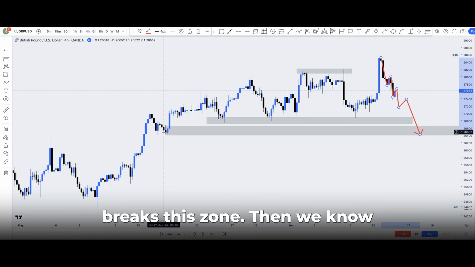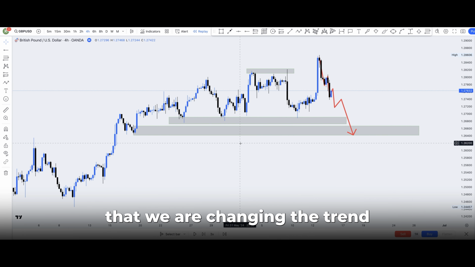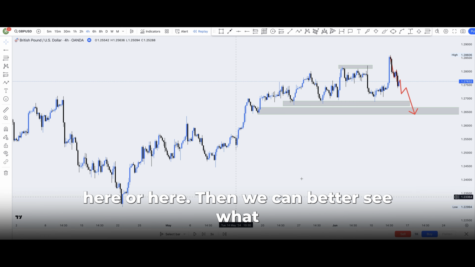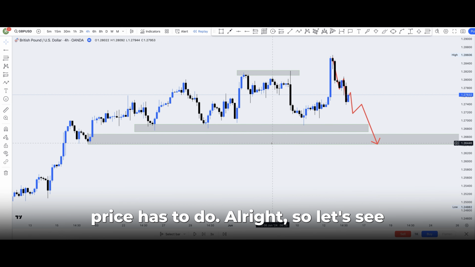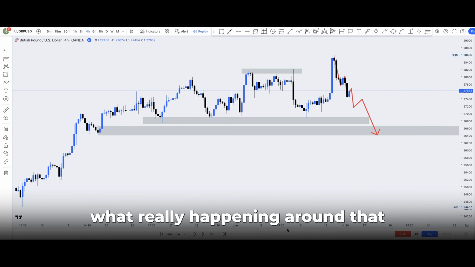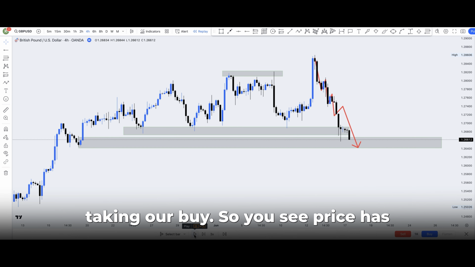But immediately price breaks this zone, then we know that we are changing the trend to the downside somewhere around here or here. Then we can further see what price has to do. All right, so let's see what really happened around that zone, the zone we are looking at taking our buy.